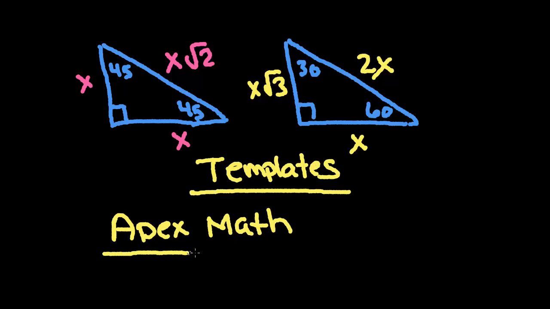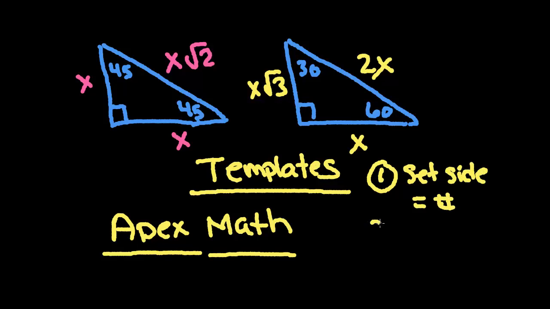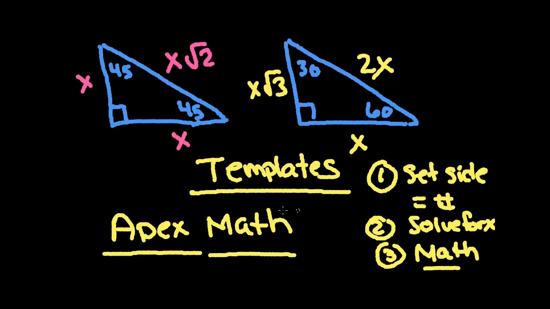So there will not be study notes for this. Just copy down your templates, write down some of the examples, and just remember to always set whatever side you're given equal to the value that you're given and solve for x, and then you can fill in everything else. So those two easy steps: set the side equal to the number, solve for x, and then you get the rest of the sides. You do math to find the rest of the sides.